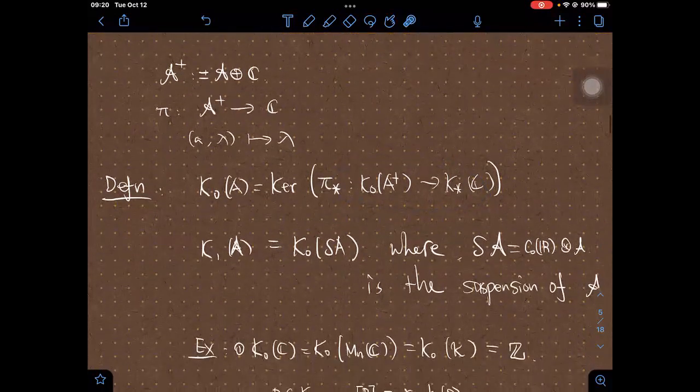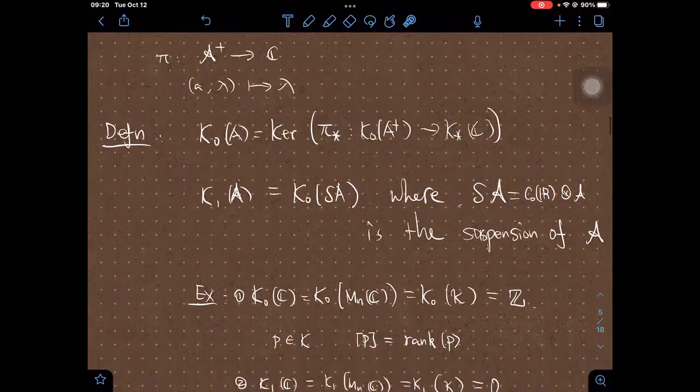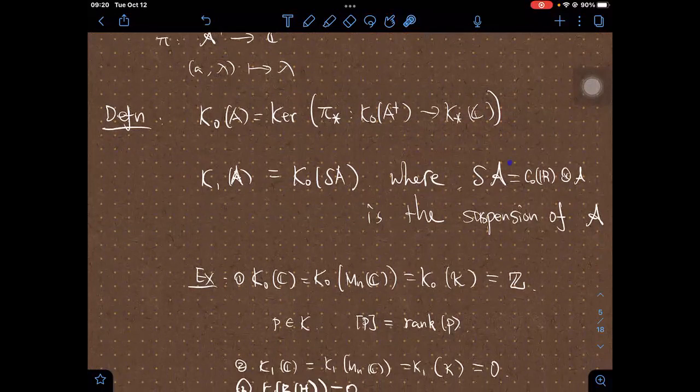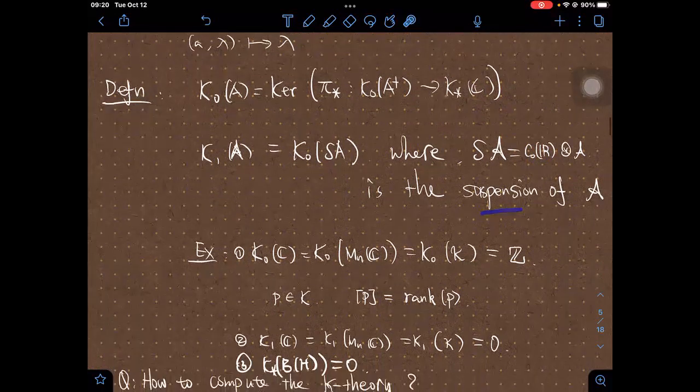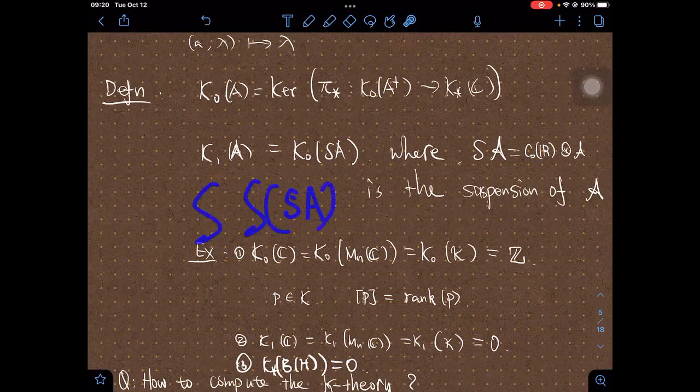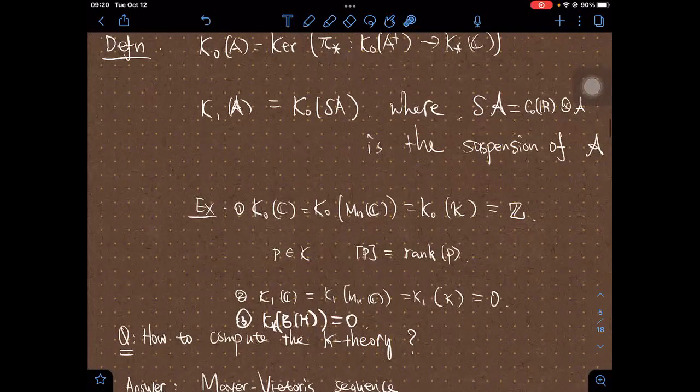So the K-theory is actually defined to be the kernel of this homomorphism. Well, we can also define K1. K1 is defined to be the K0 of the suspension. The suspension is actually equal to C0(R) tensor product with A, and fortunately we have Bott periodicity. So if you keep taking suspensions of A, if you take the suspension twice, it's just K0 of A. So three times is K1. So this is a periodicity with period 2.